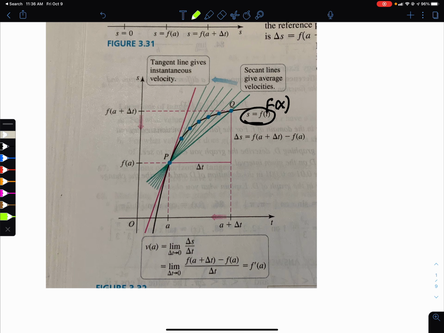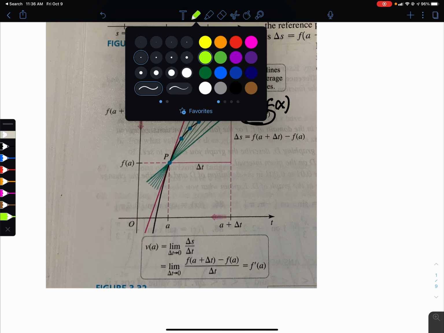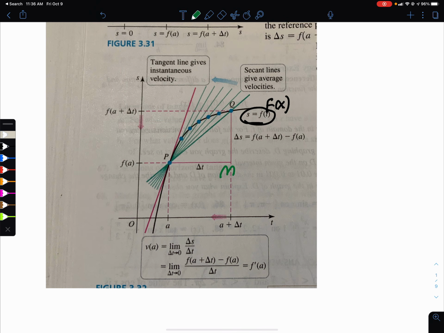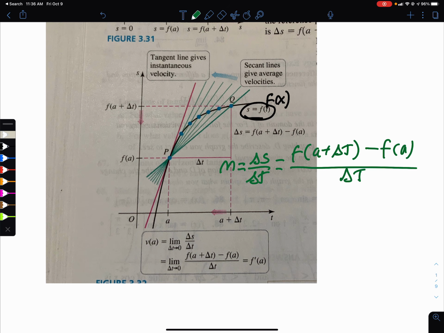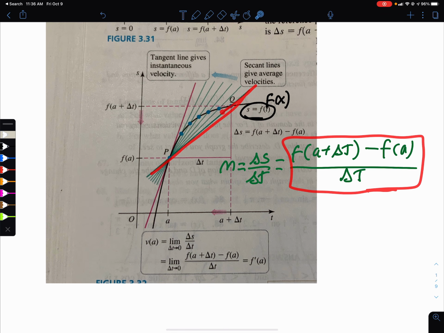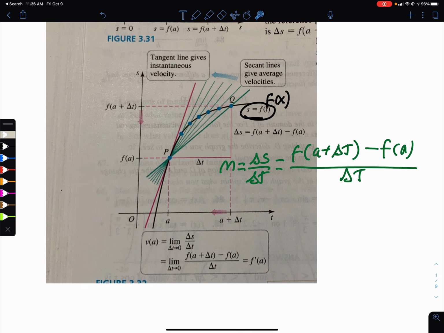So with this green, I'll get a darker green. The slope of the green line would be delta s over delta t, which is f at a plus delta t minus f at a, over delta t. Now this is your average rate of change. It's the slope of this line. So average rate of change. That's your, in this case, your average velocity.